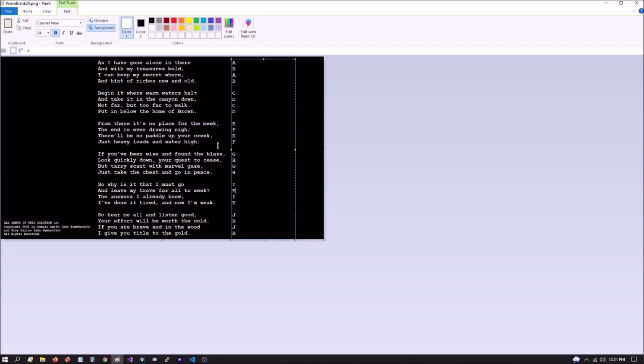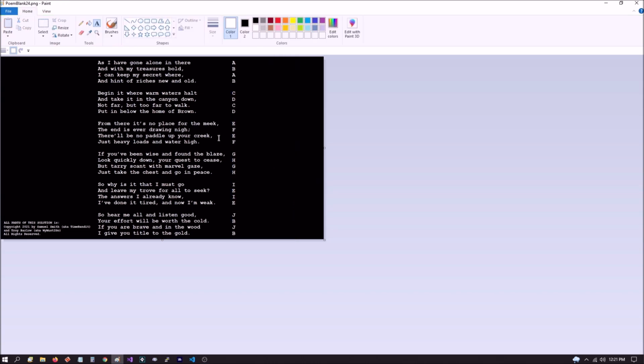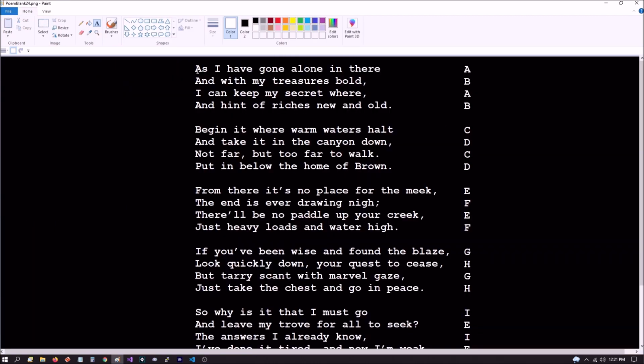And since we're on the topic of rhymes, let me get out of here because that's done. Let's go back in. If you look at these sentences, the way they rhyme, as I have gone alone in there, I can keep my secret where. And with my treasures bold, I can hint the riches new and old. It's not written that way, but he's giving you two things here. He's telling you two things that he did. As I have gone alone in there and with my treasures bold.